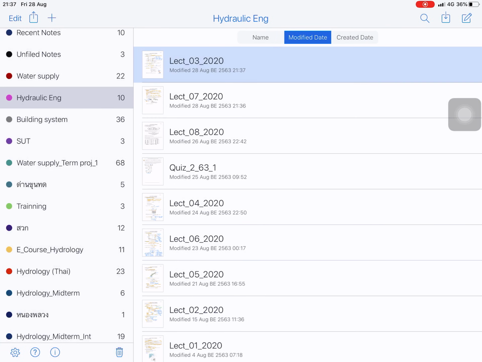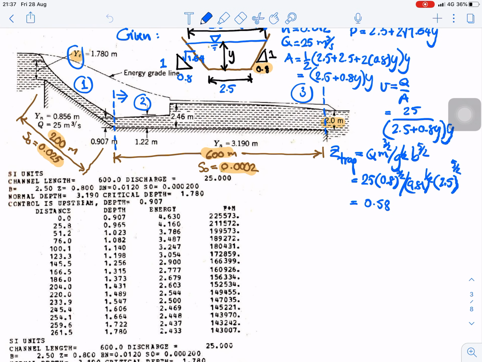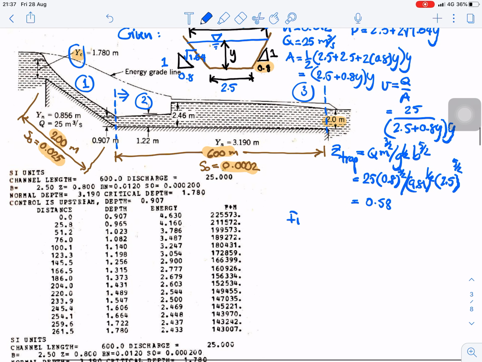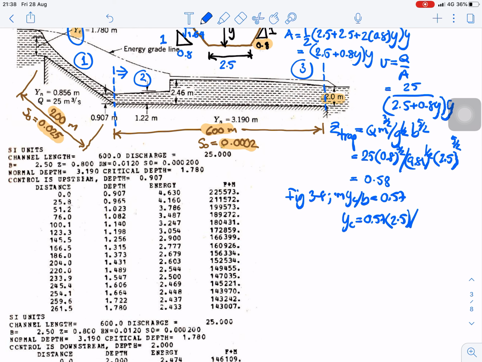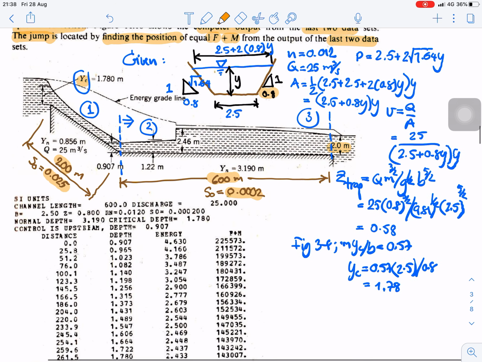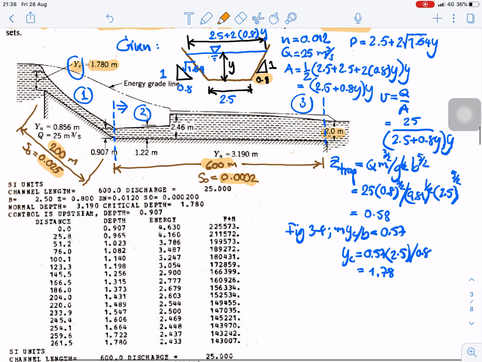We go back to lecture 7. In this case, you can estimate yc for trapezoidal channels, and that is where the number 1.78 comes from. Okay, let's stop for part 1.